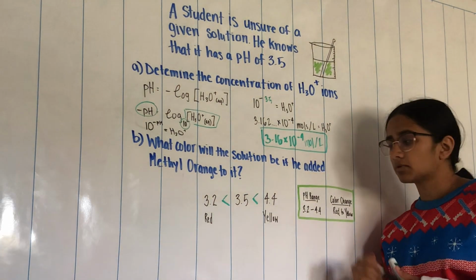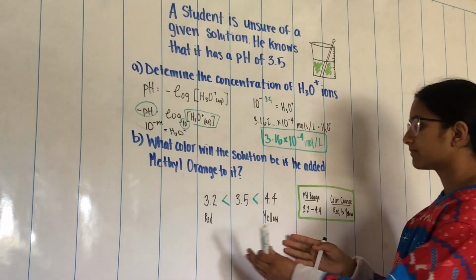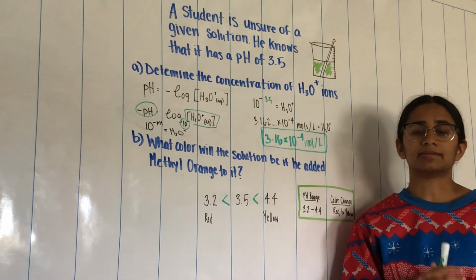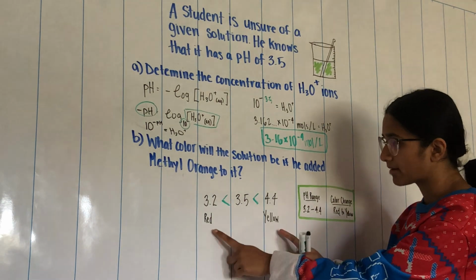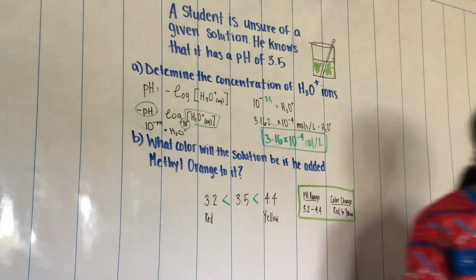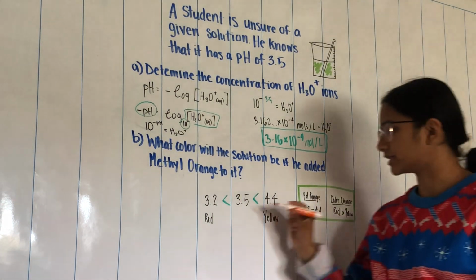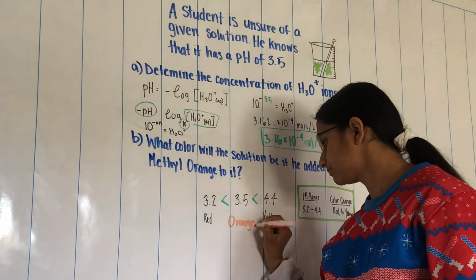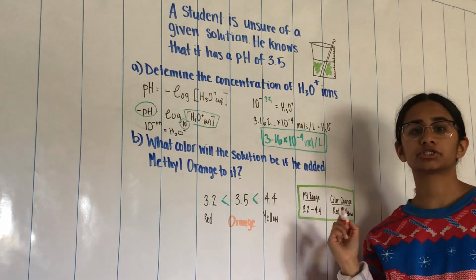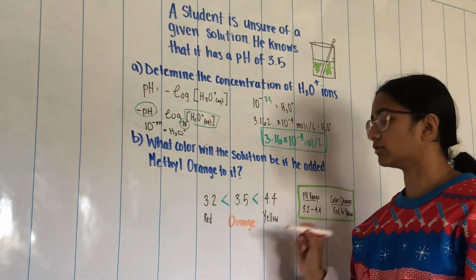We're in between. So what we're going to do is find a color that is in between them. And if we mix these primary colors together, we're going to get the secondary color of orange. And that is exactly what the color of our solution will be if we add methyl orange to it.